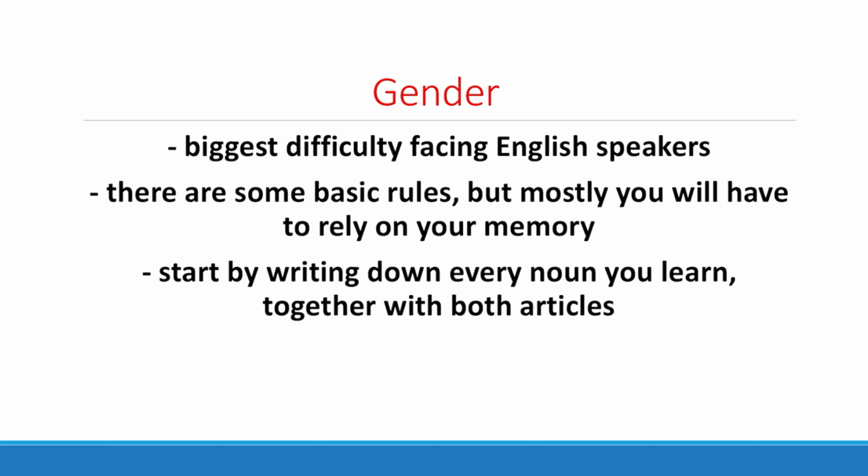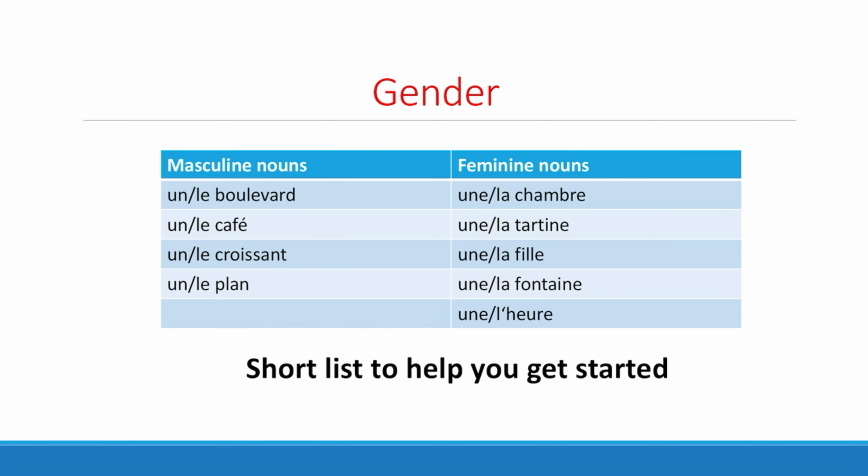Furthermore, you should start by writing down every noun you learn together with its article so that you will not forget them. And now here's a small table. This is simply a short list to help you get started, but at least you might get the feeling of how it would work. So, for example, some masculine nouns we already saw were un or le boulevard, un café, un croissant, un plein. And some of the feminine nouns we saw were une chambre, une tartine, une fille, un fronton, une heure.